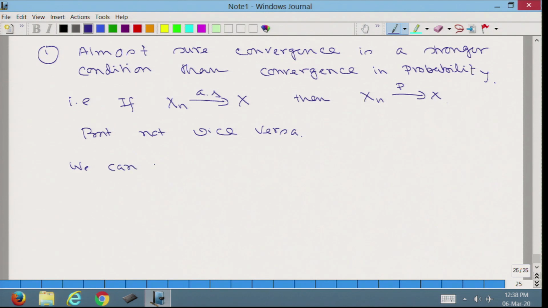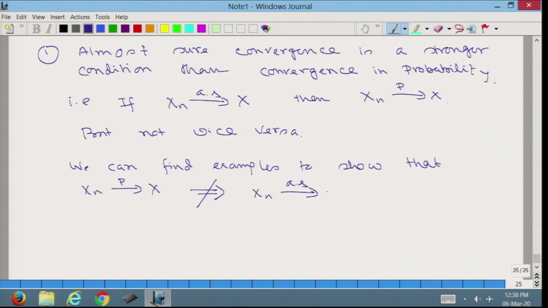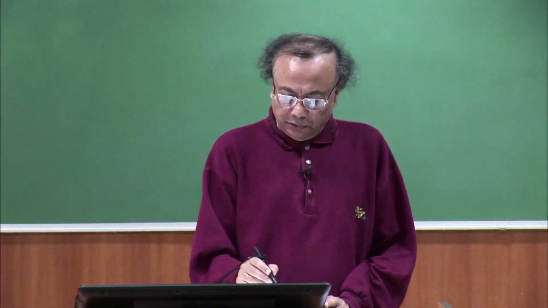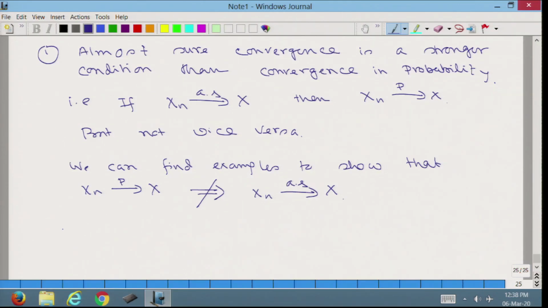We can find examples to show that X_n converges in probability to X does not imply X_n converges almost surely to X. I want you to remember this fact, because we shall need almost sure convergence when we study the strong law of large numbers in subsequent lectures.